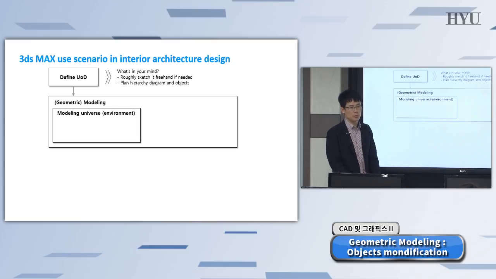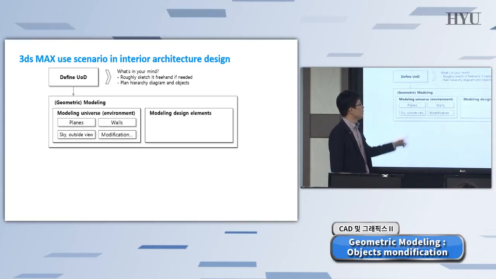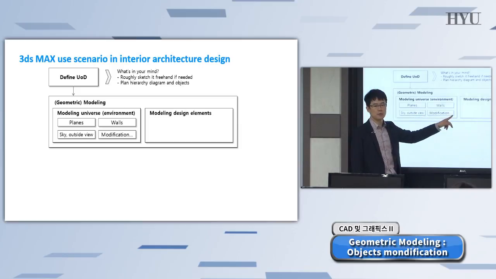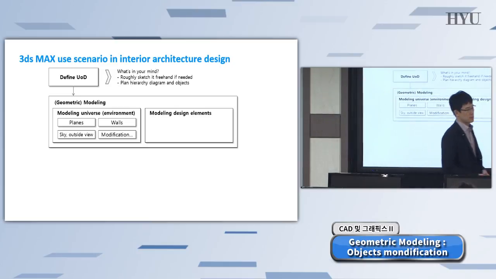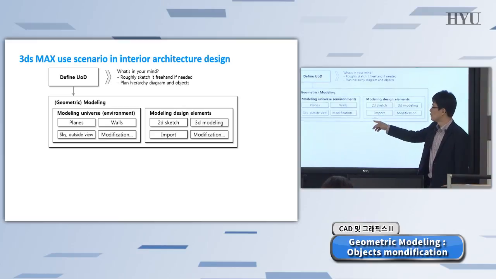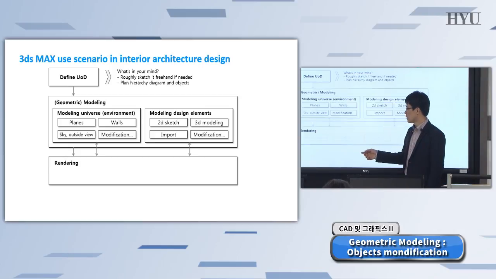Even if it's a box, that's okay. You don't need to create the entire building if you are in charge of just one single space. And your modeling design target, design element. On the environment, there are planes, walls, sky, outside view, modification, recursive modification until your environment is just created. Also 2D sketch file, 3D modeling, import given geometry, existing geometry, modify again and again. That is geometric modeling.